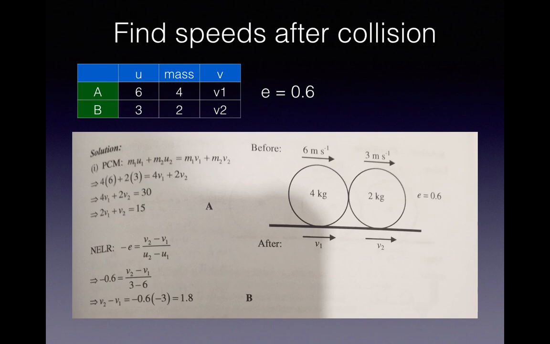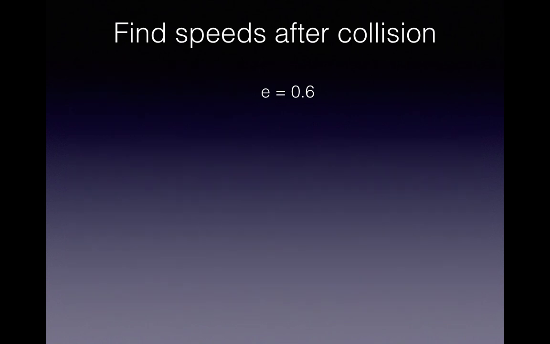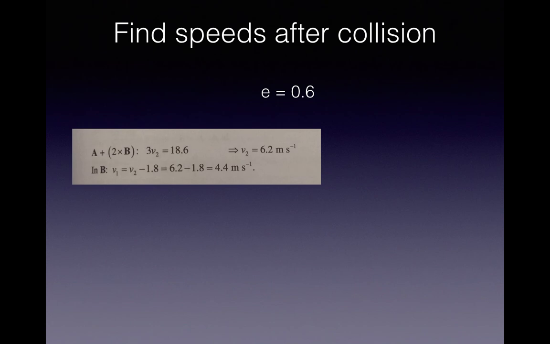I call it NER, he calls it NELR. Same thing. So minus e is equal to the difference in the v's over the difference in the u's. Put in your 0.6 for e. We don't know v2 or v1. We know that u2 is 3 and u1 is 6. And then when you rearrange it, you get v2 minus v1 is equal to 1.8. You have two equations there, gents, so you would solve the simultaneous equations. When you solve them for v2, you get 6.2. Solve it for v1, you get 4.4.